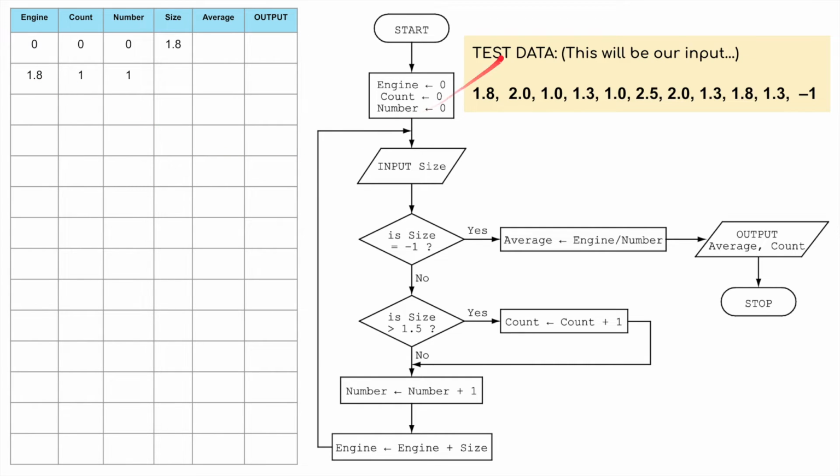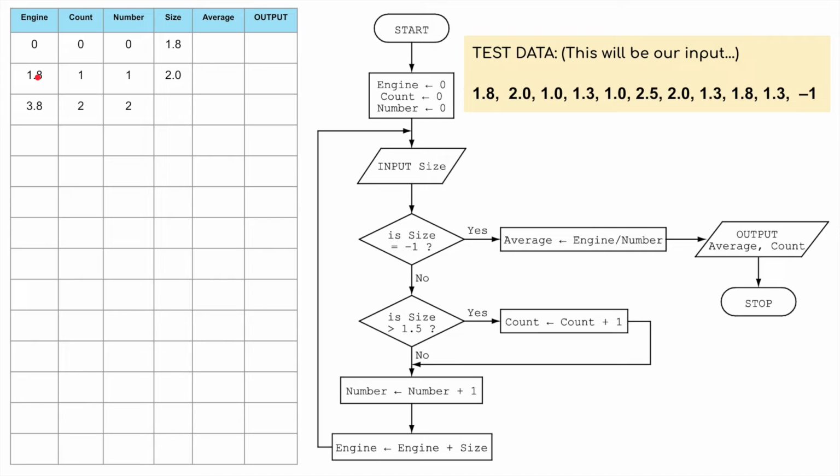Okay, now we're going to run the test program again. We're going to come around the flowchart again. This time we're going to use the number 2.0. So in we pop 2.0. Is the size minus 1? No. Is the size greater than 1.5? Yes, it is. So again, we add 1 to the count, we add 1 to the number, and then we start totaling the engine size.